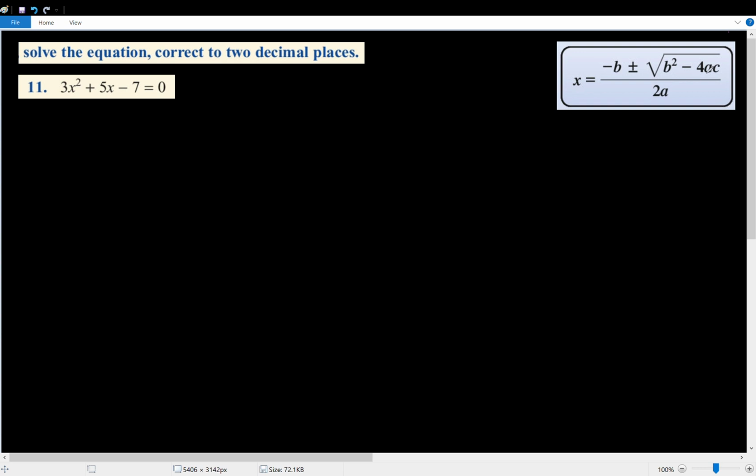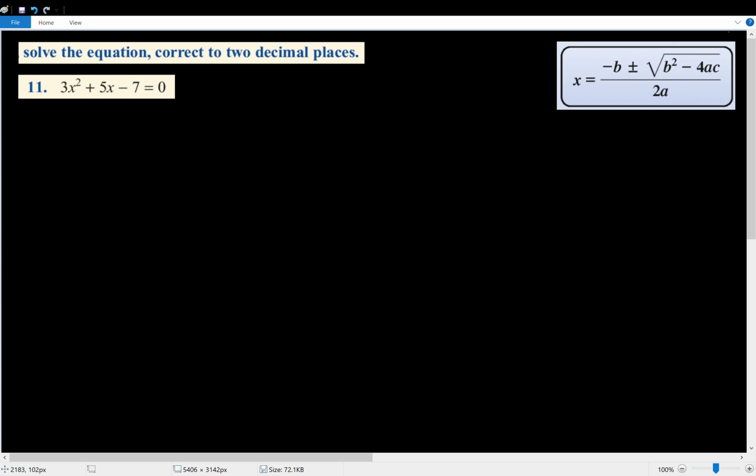This is question 11 in exercise 6.2 in Project Maths 2. We have to solve the equation correct to 2 decimal places. Now when we're given a quadratic and told to solve to correct to 2 decimal places, or to any number of decimal places, that's usually a massive hint that we're going to have to use the quadratic formula, which is shown over here on the right.